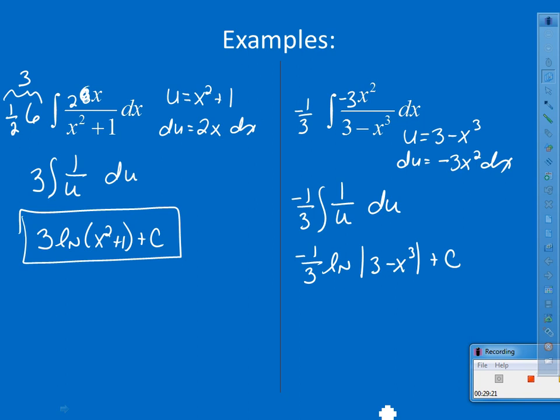And if you check it, the derivative of what you see over what you see, times that negative 1/3 out there, makes this go away and leaves you with that x squared that you started with. So it checks. But there's my answer.